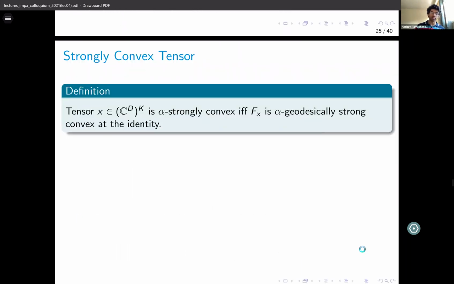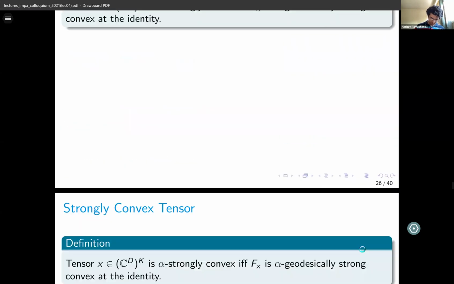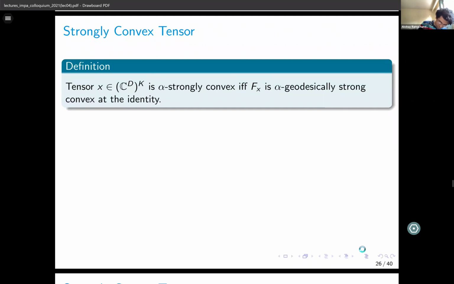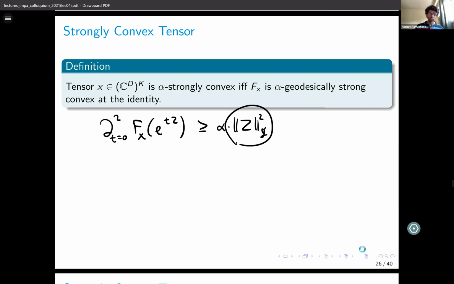So what is a strongly convex tensor? It is when f_x is alpha geodesically strongly convex at the identity. And what does that mean? So f is geodesically strongly convex at the identity if, when you look at the second derivative of these curves, this univariate function is alpha strongly convex, right? So it's alpha times the norm, in the appropriate norm that we choose. We're going to pick this norm later, but it was convex if this thing is greater than 0. It's alpha strongly convex if it curves away from the tangent line very strongly.